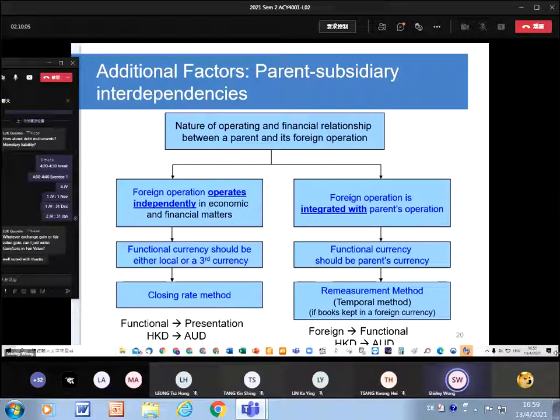Okay, understand about the closing rate method. The closing rate method is used when you change from functional currency to presentation currency. Most companies will use it in this way. And when your functional currency is the same as your presentation currency, but in your daily booking, when you enter into the book, you use some foreign currency, like Hong Kong dollar, then when you do the translation, you need to use the remeasurement method. So understand these two methods, and then let's continue.